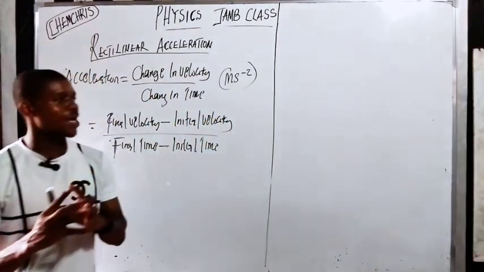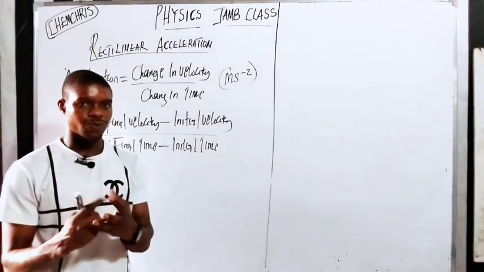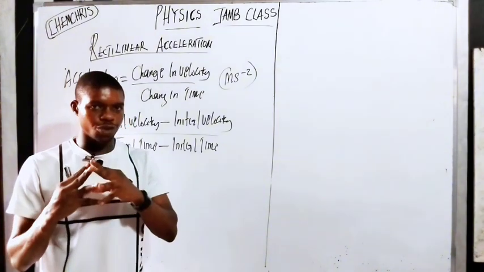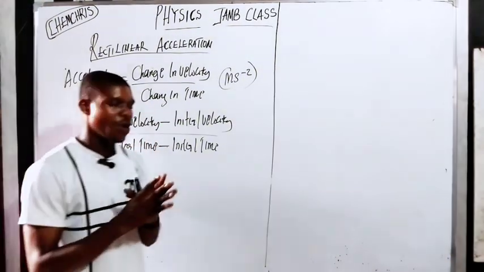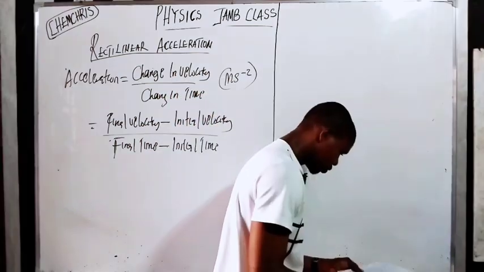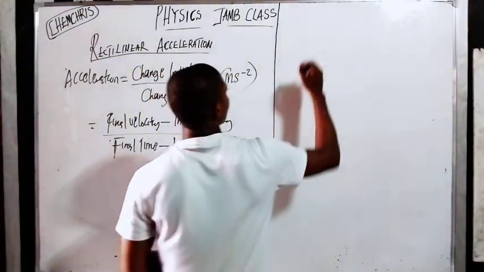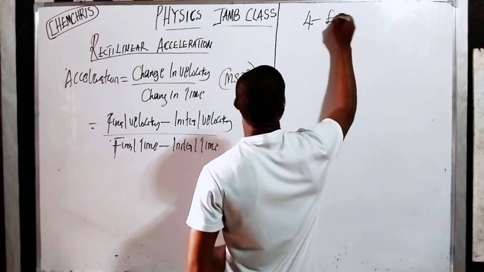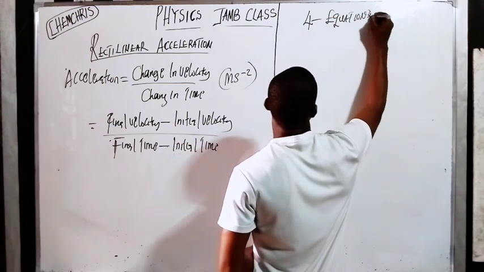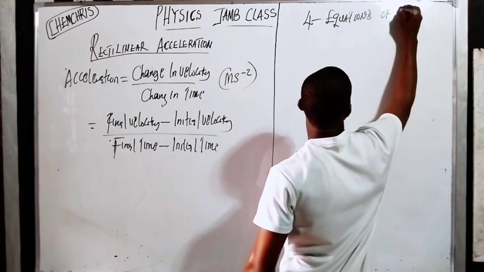So the next one I want to look at is the equations of motion. Before you can solve anything, you need to understand what are called the equations of motion, which make use of acceleration. And we have about 4 of them, which we are going to look at. So here we have 4 equations of motion.